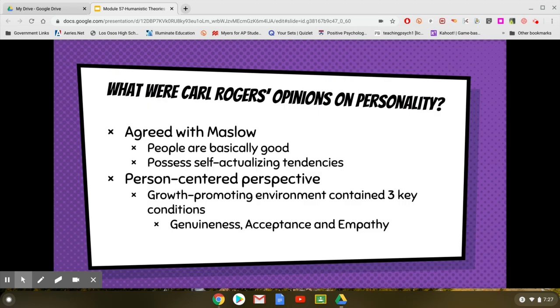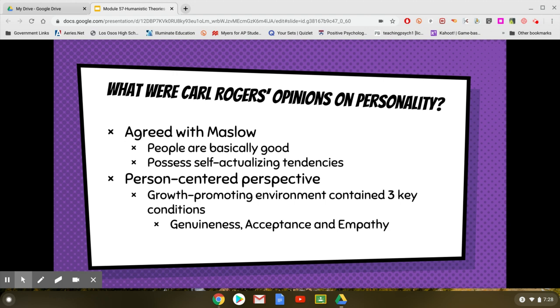So, his opinions on personality: one, he tended to agree with Maslow. Again, they're both humanists. So, he thought that people are basically good, that they possess self actualizing tendencies, so trying to be the best version of themselves. But he kind of took on more of a person centered perspective. Remember, he called his therapy client centered, so kind of similar idea.